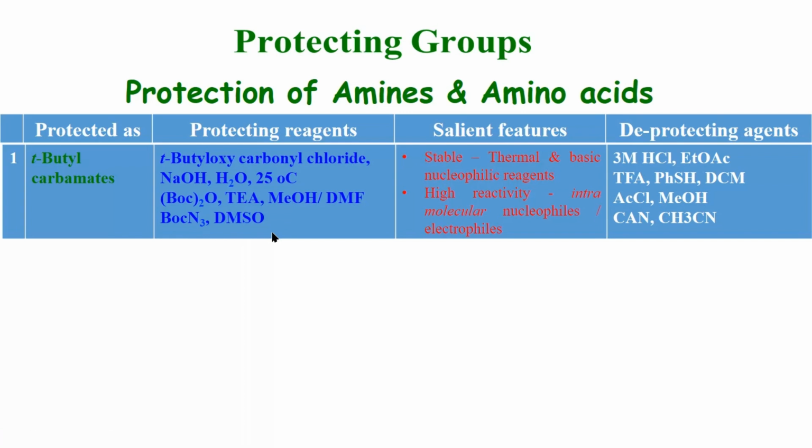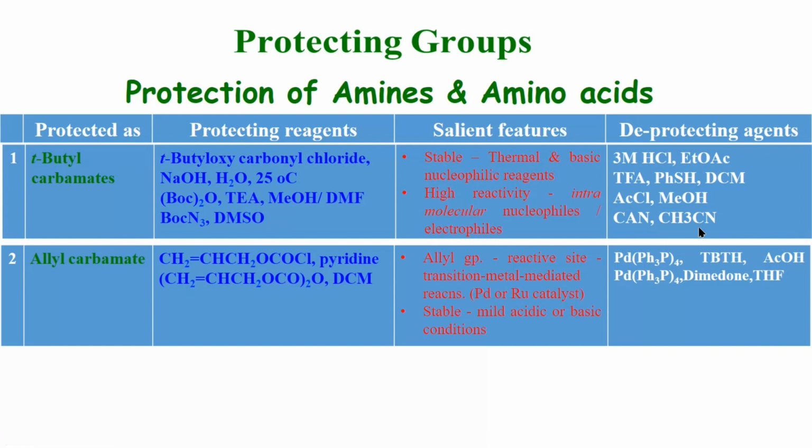These tertiary butyl carbamates which are formed have striking features: they have very good stability under high temperatures, and they are also stable under basic conditions when we use nucleophilic reagents. They are highly unreactive towards intramolecular nucleophiles and also electrophiles. They can be deprotected by using 3 molar HCl or strong acids like trifluoroacetic acid, and can also be deprotected by using oxidizing agents like ferric ammonium nitrate.